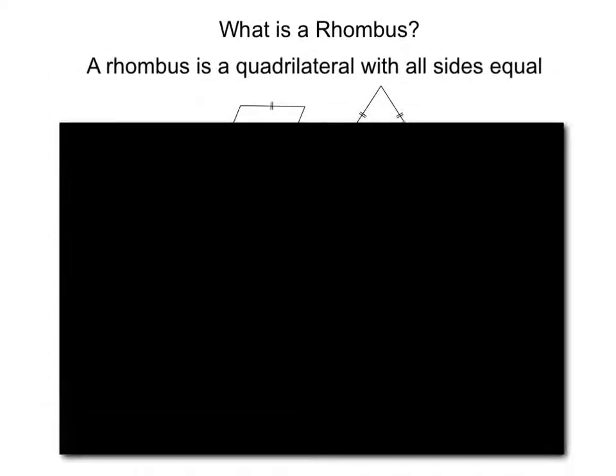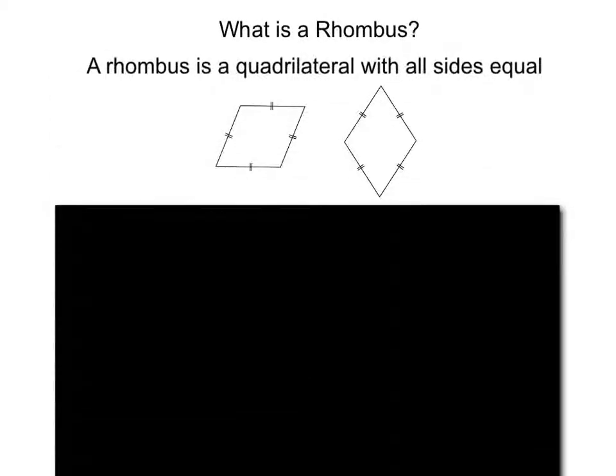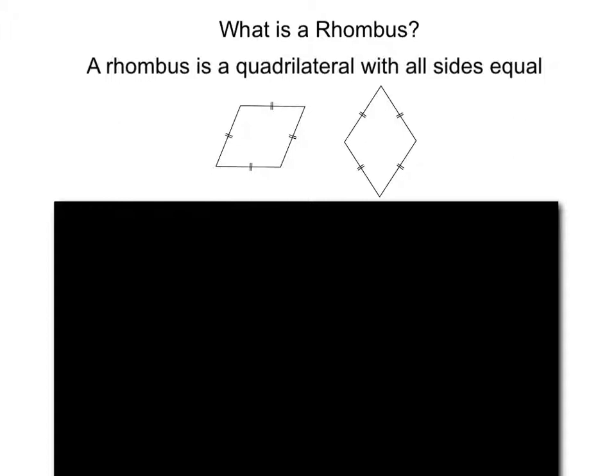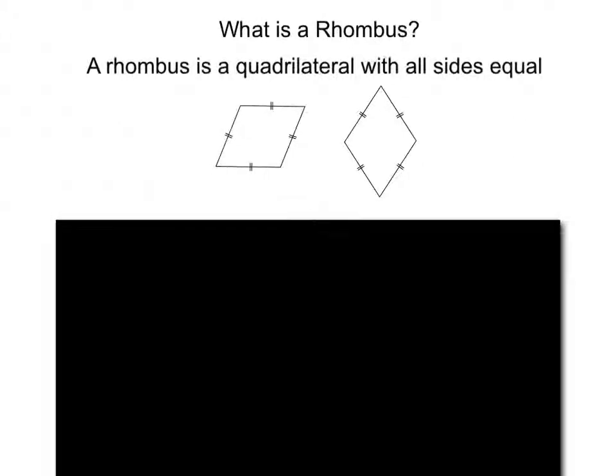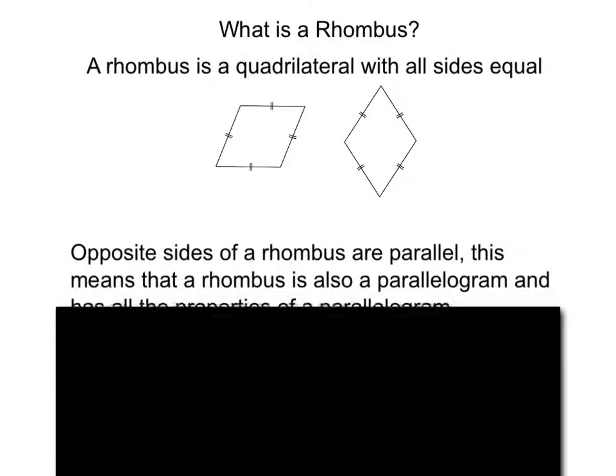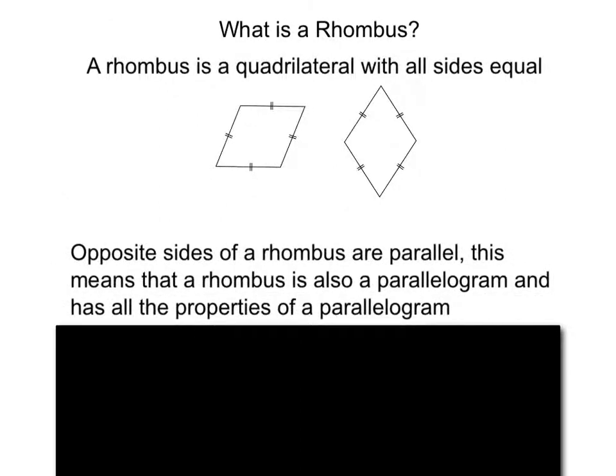The first question you might ask is, what is a rhombus? Well, a rhombus is a quadrilateral that has all sides equal. You can see here two examples of a rhombus with all sides equal. You may well ask, if the opposite sides are equal, are they also parallel? Well, you can say that the opposite sides of a rhombus are parallel. So this means that a rhombus is also a parallelogram and has all the properties of a parallelogram, but it's a special kind of parallelogram with all the sides equal.